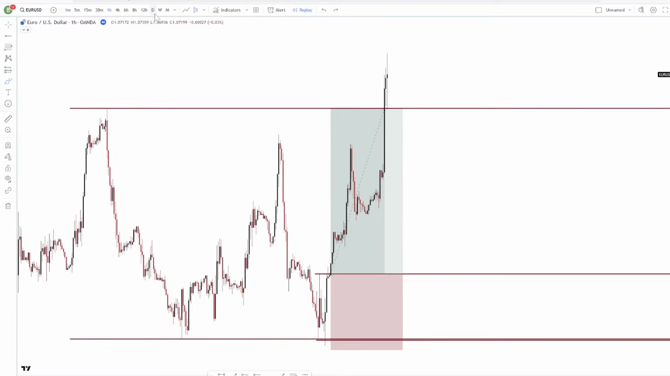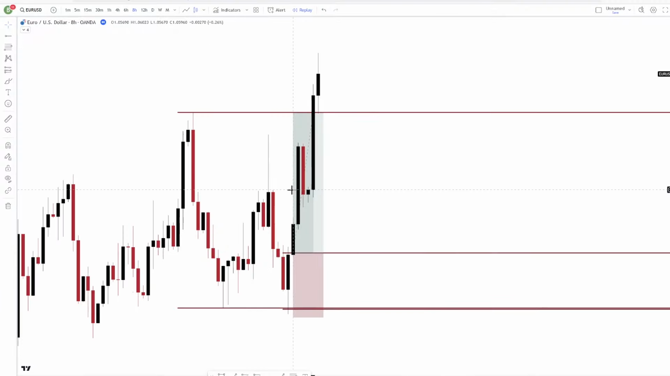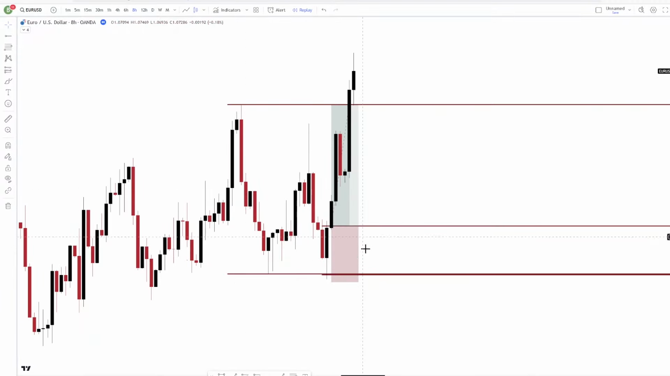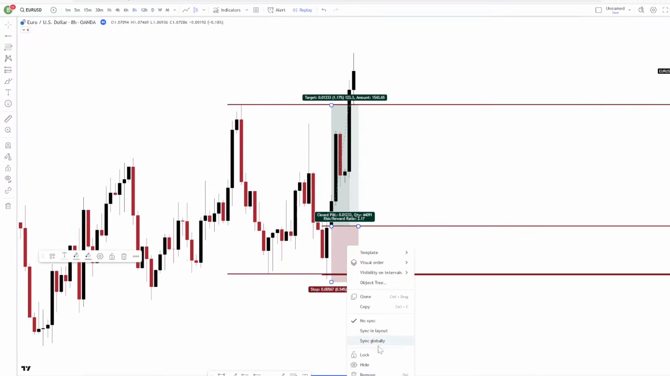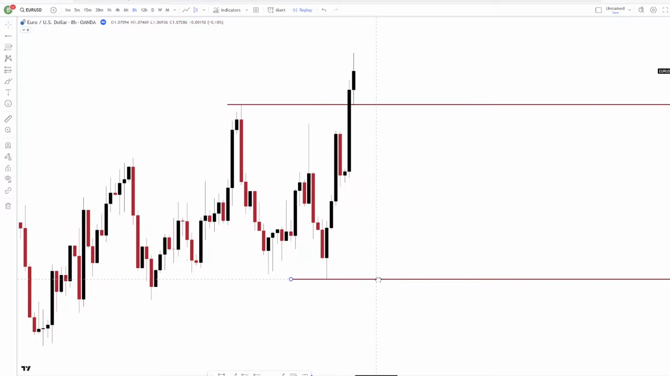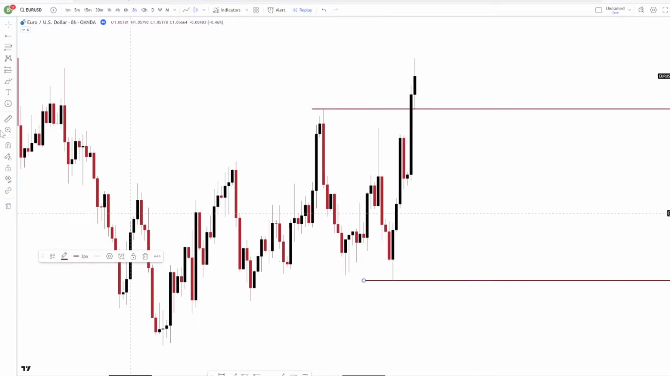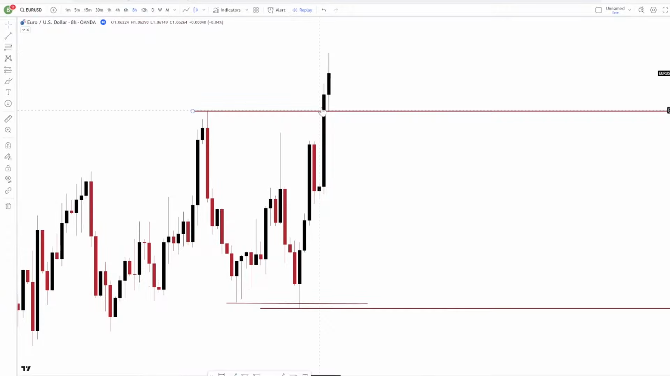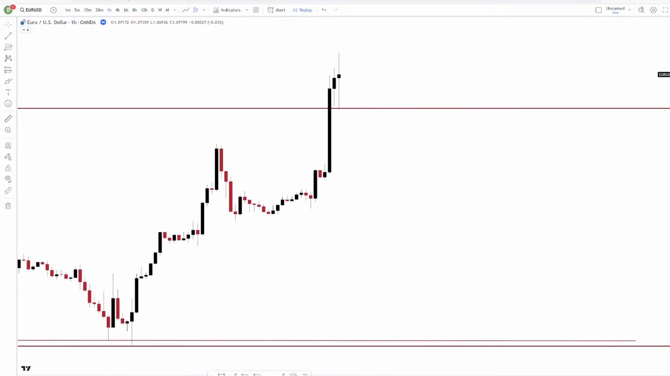Okay, so now let's go on a higher time frame. So what do you have here? You have your buyers were trapped right here. And now let's remove this. And now you have your sellers being trapped right here. Let me just mark this for context. Okay, so now let's see if we can get a range to take price back.